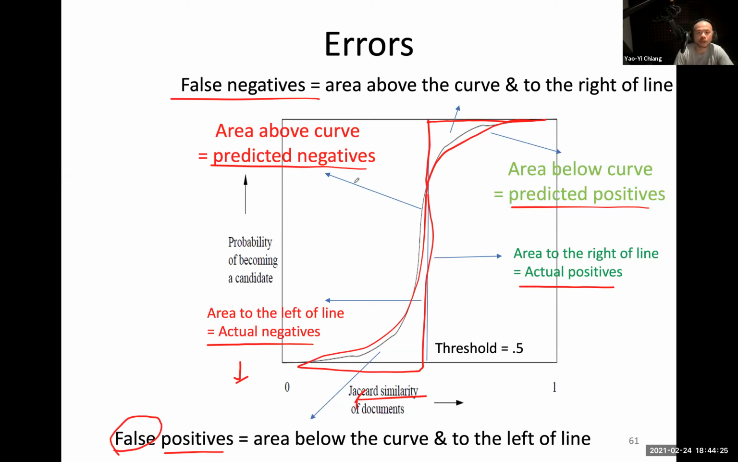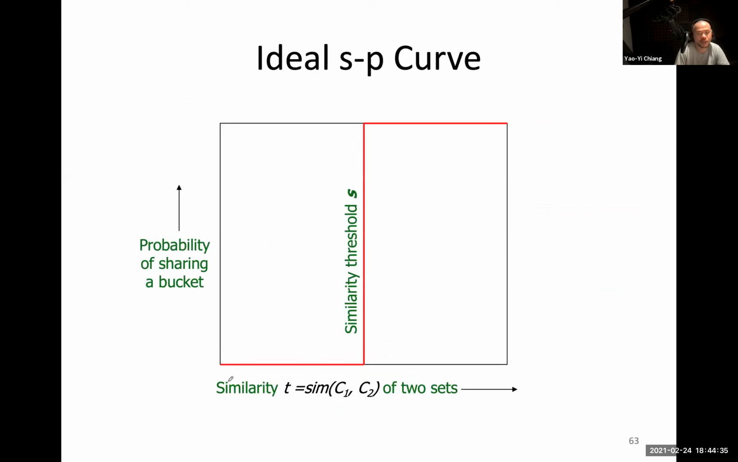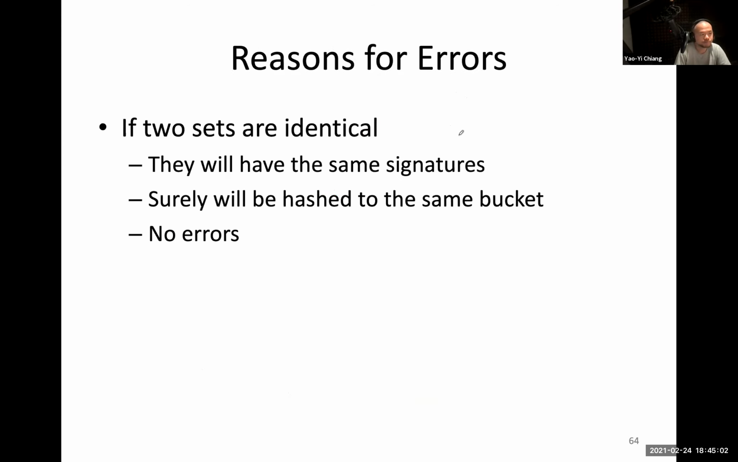Which is pretty cool. By looking at this line and your threshold, you will be able to spot the sizes of your false positives and your false negatives. Ideally, we want something like this, right? No false positives and no false negatives. If you can identify the similarity threshold based on your application, we just do this. Everything below this similarity threshold has 0% chance to become a candidate. Everything above this threshold has 100% chance to become a candidate. Right. However, that's not possible.